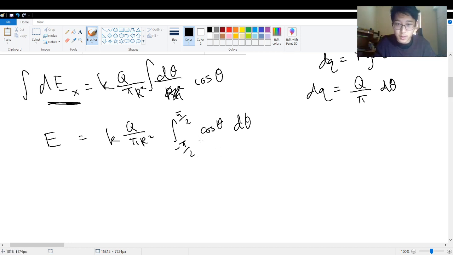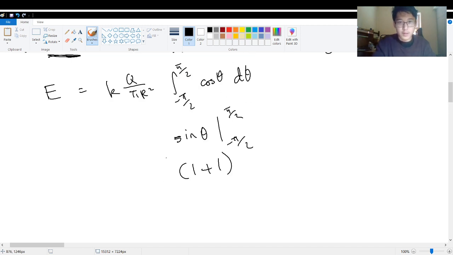So what is the integral of cosine theta? Well, it's just sine theta, right? So sine theta, going from negative pi over 2 to pi over 2. So what is sine of pi over 2? That's 1, right? And then minus sine of negative pi over 2, that's negative 1, right? So minus a negative 1 is 1 plus 1, right? So that's just 2. So basically our electric field is equal to kq over pi r squared times 2. So this is the equation.